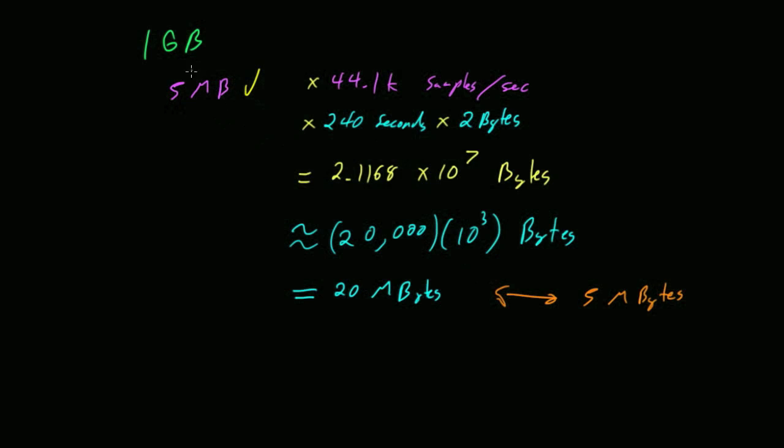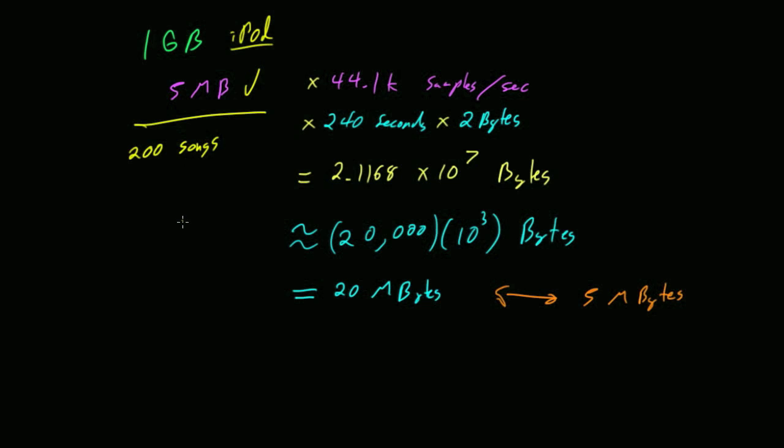So if I've got a 1 gig iPod, and I'm getting 5 megs per song, how many songs does that give me? 2,000? No, 200. Because two songs would be 10 megabytes, 20 songs would be 100, and 200 songs would be 1,000 megabytes, which is a gig. So this is 200 songs. Not bad.